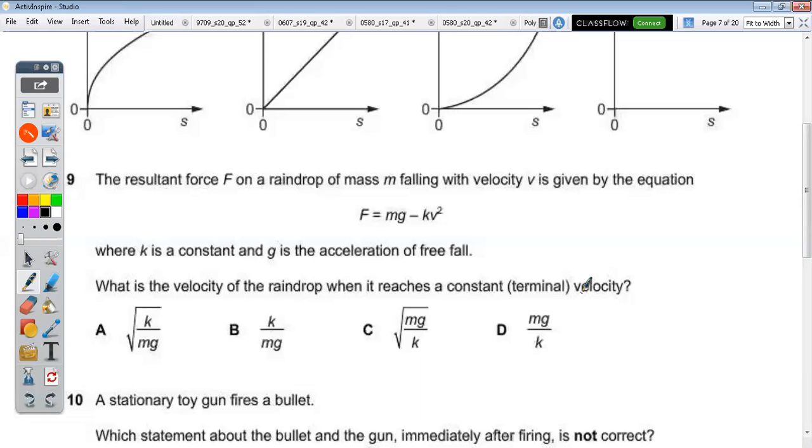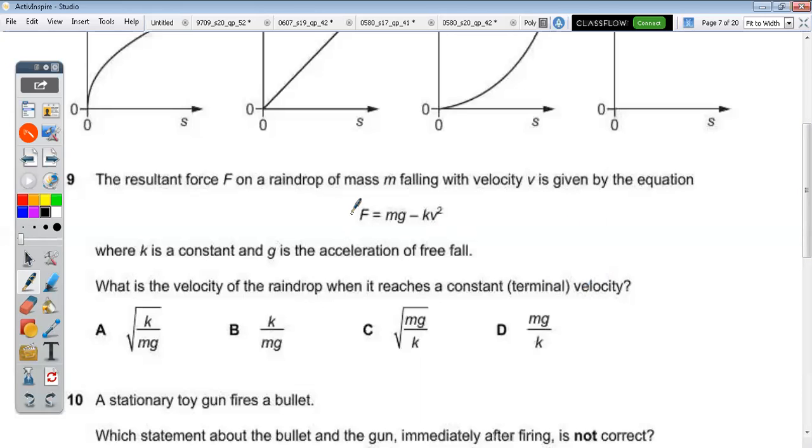What do you know of the resultant force at terminal velocity? Be careful there. What do you know of resultant force at terminal velocity? At 0. Remember, the air resistance becomes equal to the weight altogether. So force is 0. Clear? Otherwise, if you don't get that, then the rest is wrong.